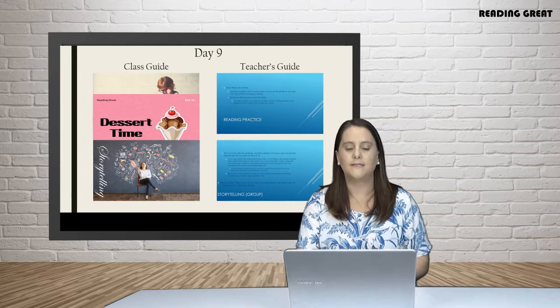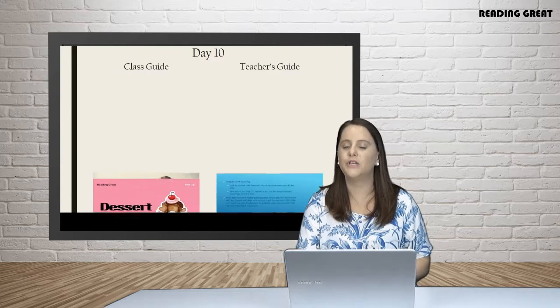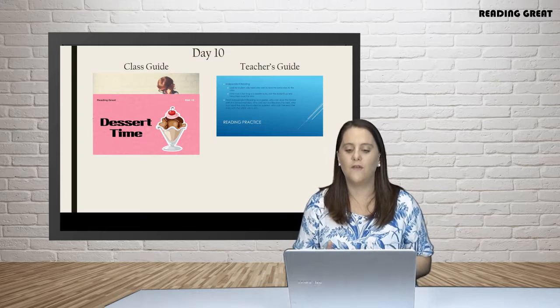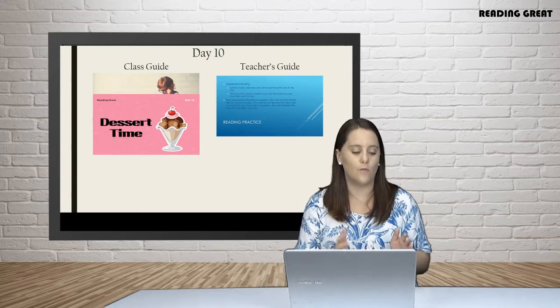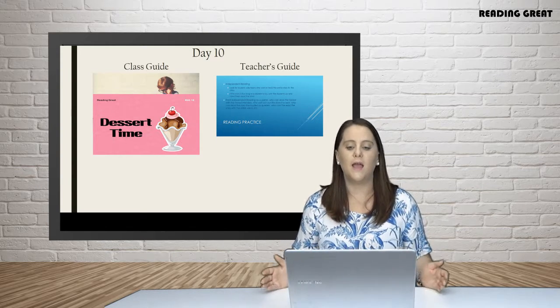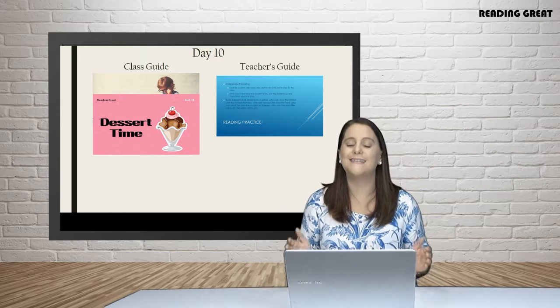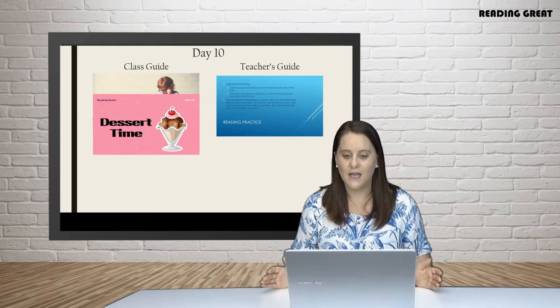Now, day 10, just like in level 1, we're going to have independent readers. So one student is going to get up and read the entire story to the class.